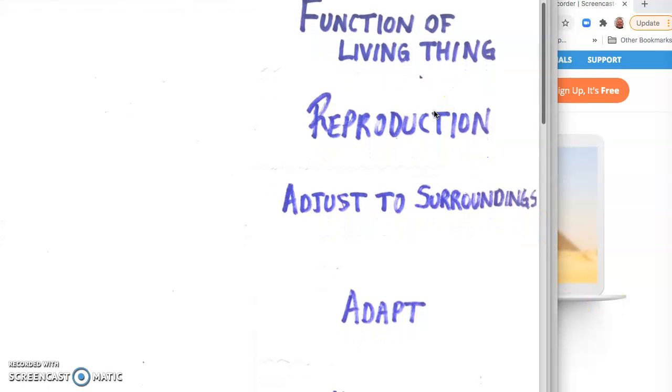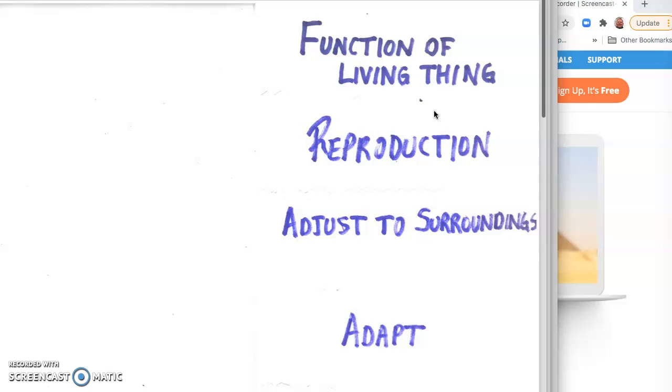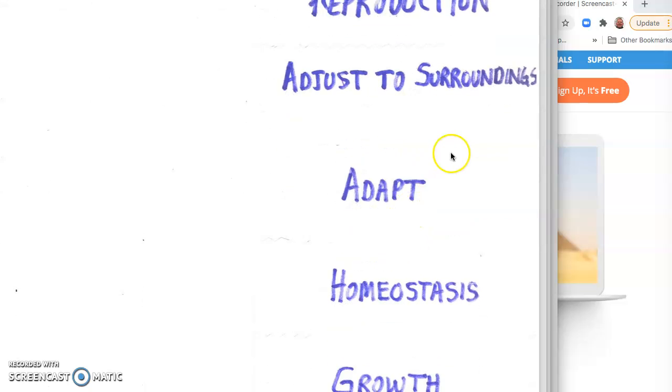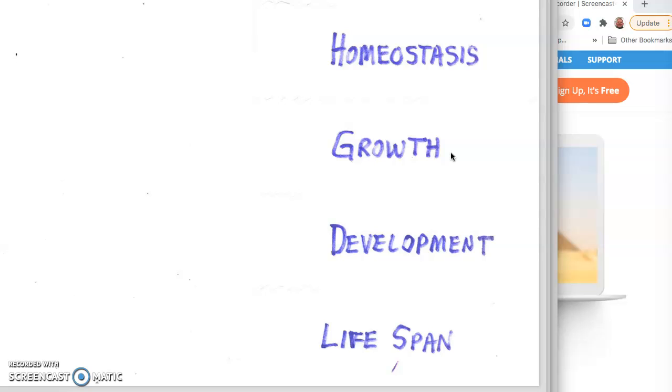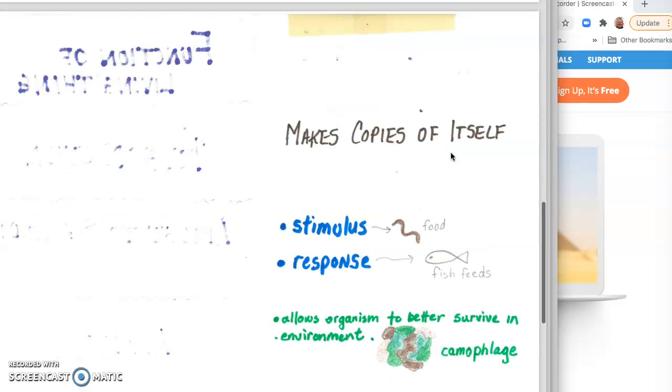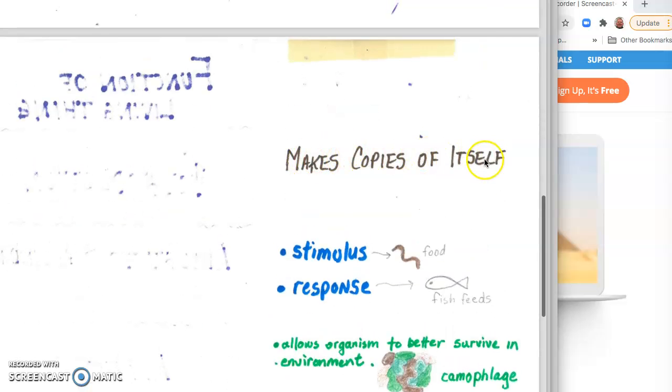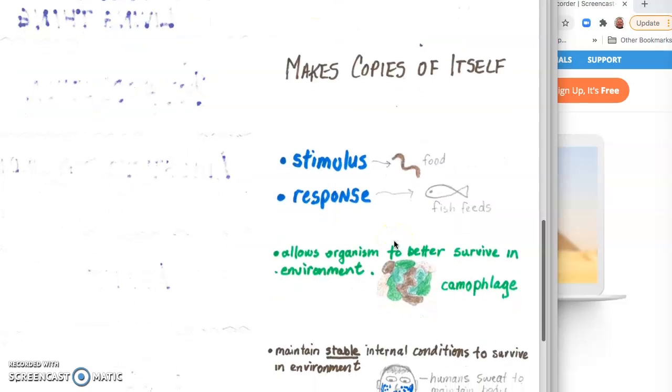This is a little foldable that I've done with students before. Reproduction, adjustment to surroundings, adaptation, homeostasis, growth, development, and lifespan. These are some of the life functions. Now some examples of that. Reproduction: make copies of yourself. Stimulus and response: go over to the fish tank and drop some food in there and see what the fish do. They come up and they feed.